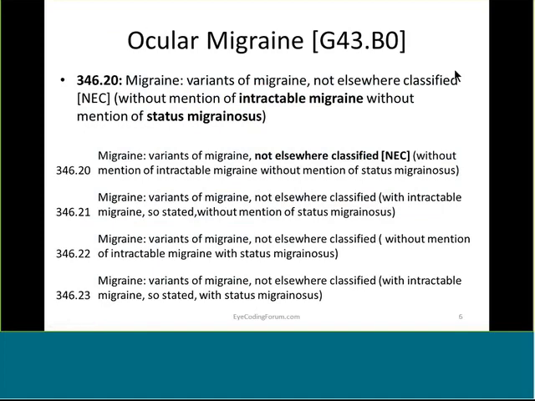Now, concerning the ocular migraine, in ICD-9, we have 346.20. In ICD-10, it becomes G43.B0, and note that there is a B in the middle of the code. And here in ICD-9, we have 4 different codes for migraine. Again, the issue of intractable and status migrainosus already exists in ICD-9. It's nothing new. So this has been around for 10 or 15 years already in ICD-9.